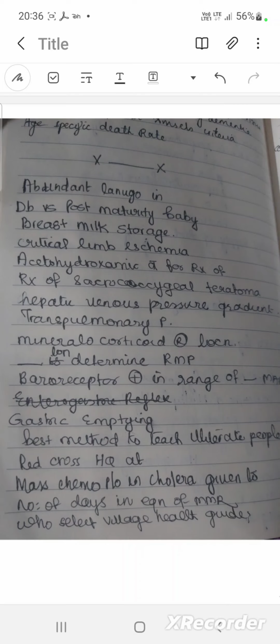The ion which determines resting membrane potential is potassium. If potassium is elevated, then RMP becomes more positive. With low potassium, RMP becomes more negative. Normally the RMP is minus 70 millivolt. For potassium it is actually around minus 90 millivolt, so it is near to that.